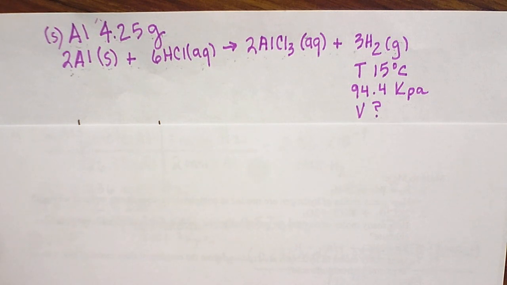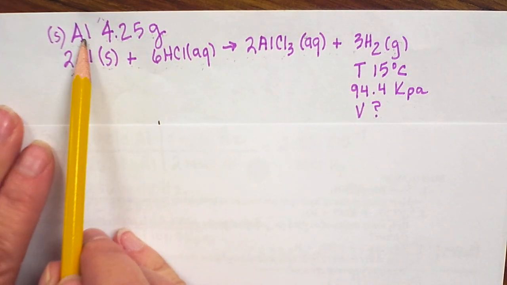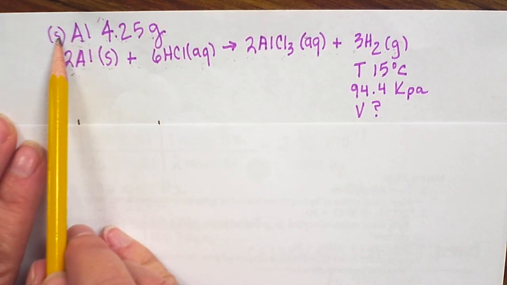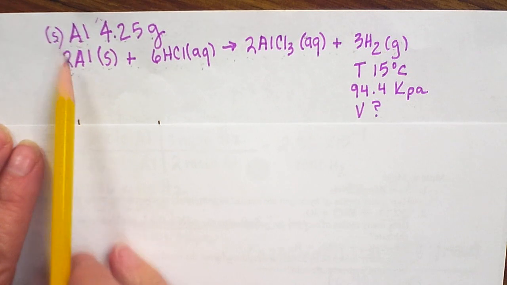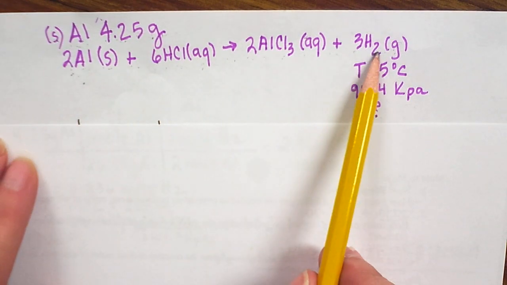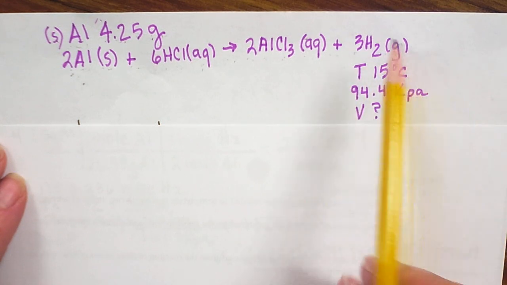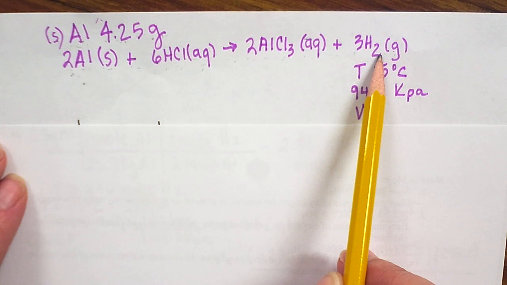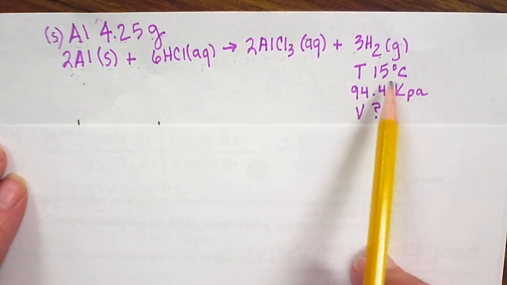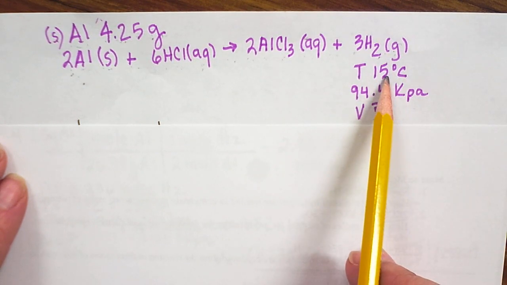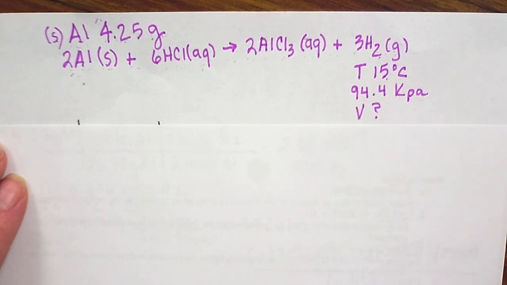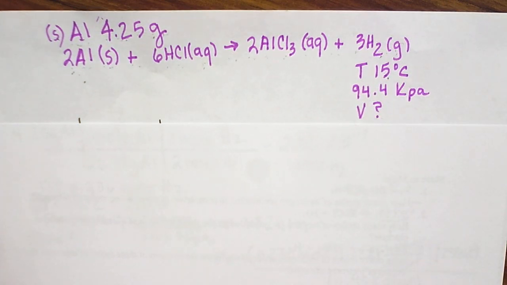All right, now let's look at the givens. So in this problem, 4.25 grams of solid aluminum is going to react, and it's going to produce hydrogen gas. Okay, that hydrogen gas is going to be at 15 degrees Celsius and 94.4 kPa. The question is, what is the volume of that hydrogen gas?